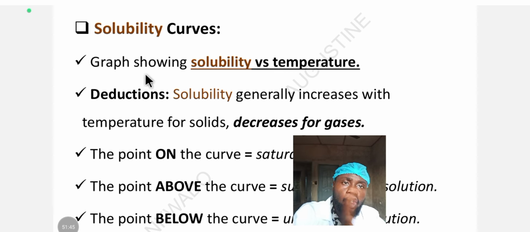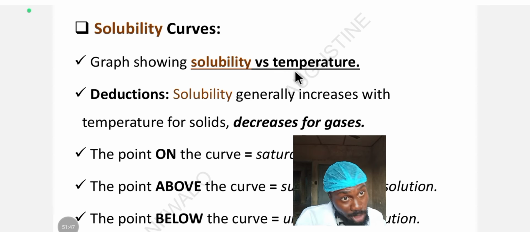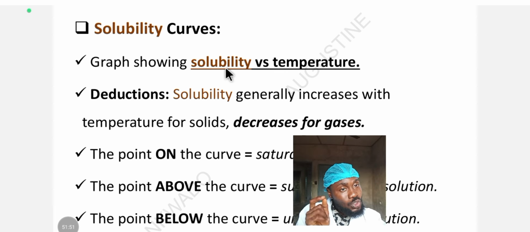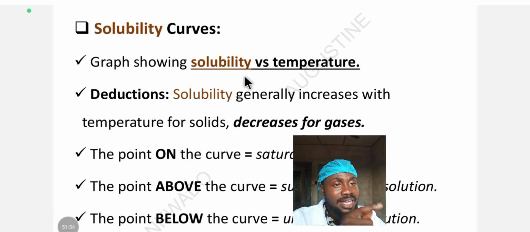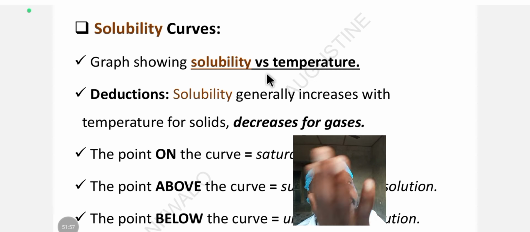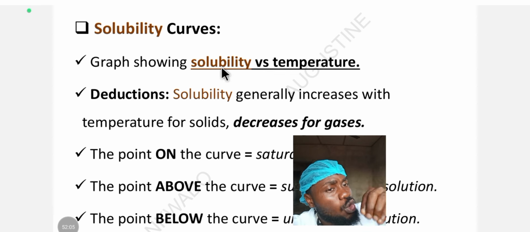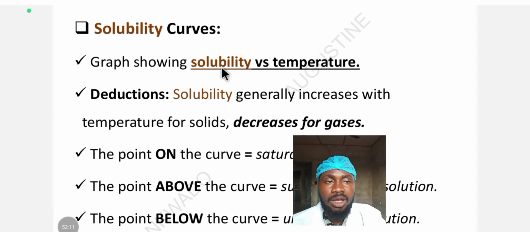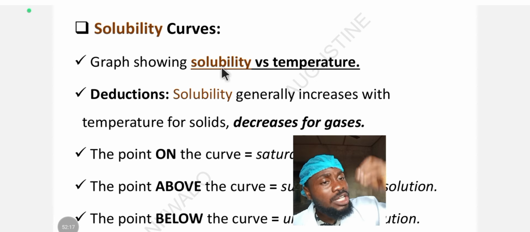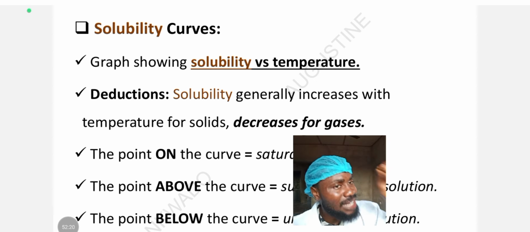Now, let's look at solubility curve. A solubility curve is a graph showing solubility versus temperature, just like I explained to you. You plot solute in decimeter cube against temperature. So, why do we plot a solubility curve? We plot it because we want to know how many solutes can dissolve in a solvent at a given temperature. We use it to know how soluble a solute is.